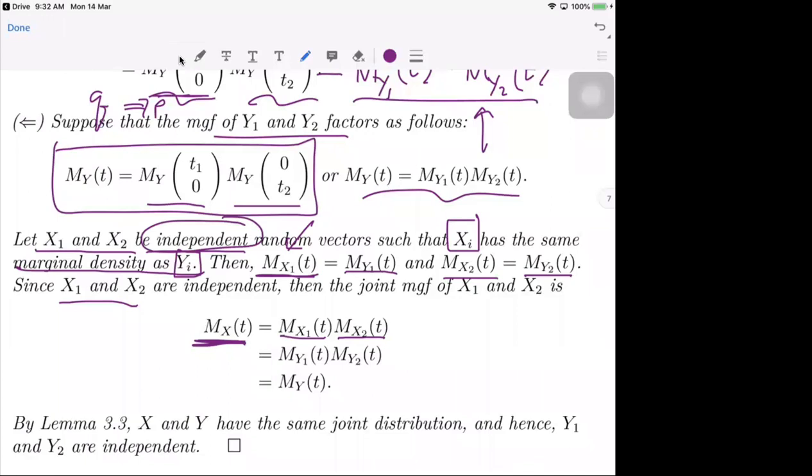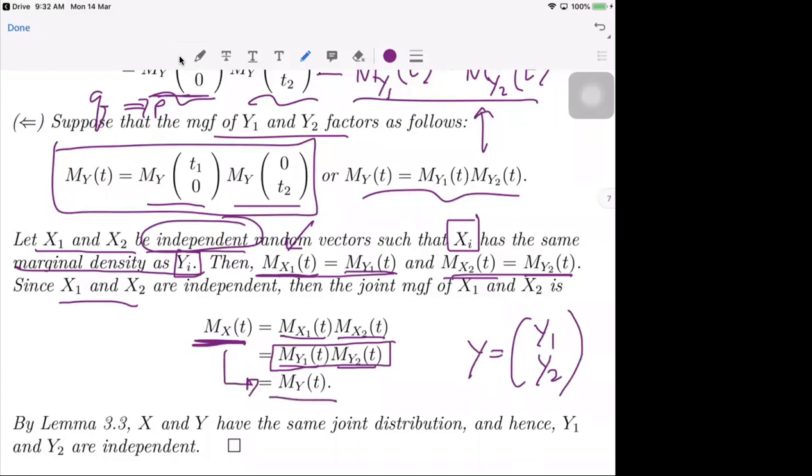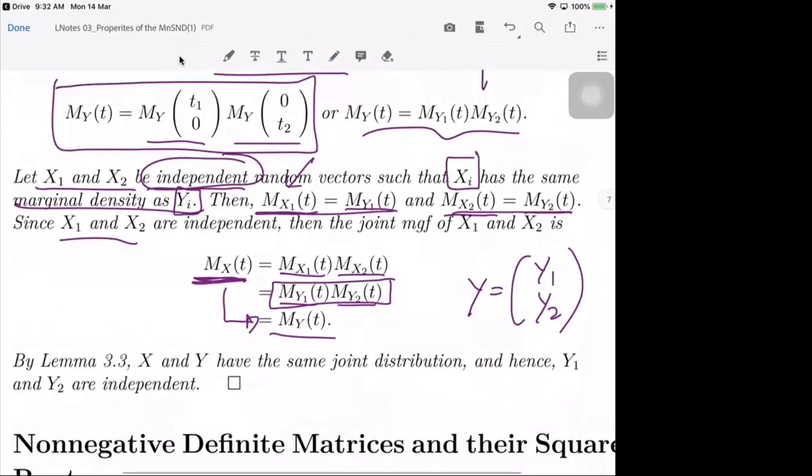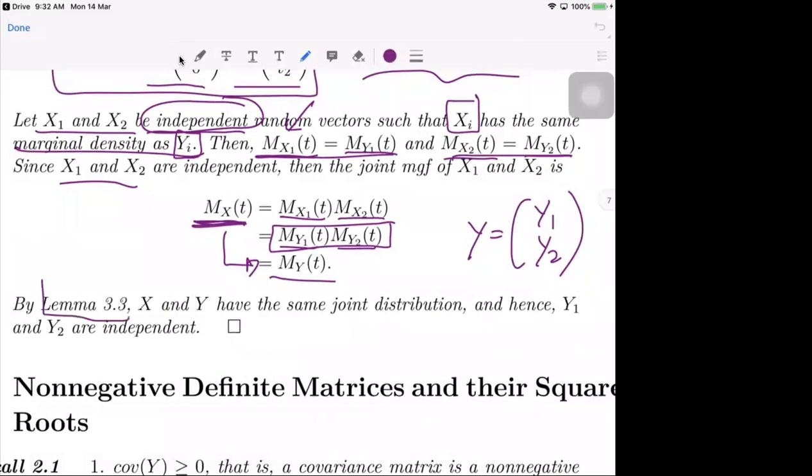And then, since they are equal from here, and since y is just a partition of y1 and y2, you have that the moment generating function of x is just equal to the moment generating function of y. So using lemma 3.3, they have the same distribution, and since x1 and x2 are independent, then it follows that y1 and y2 will also be independent.